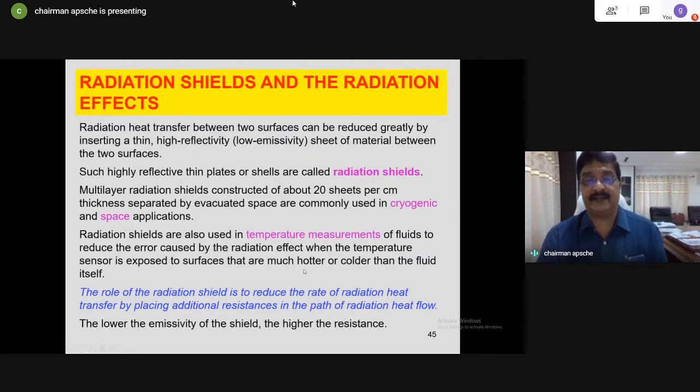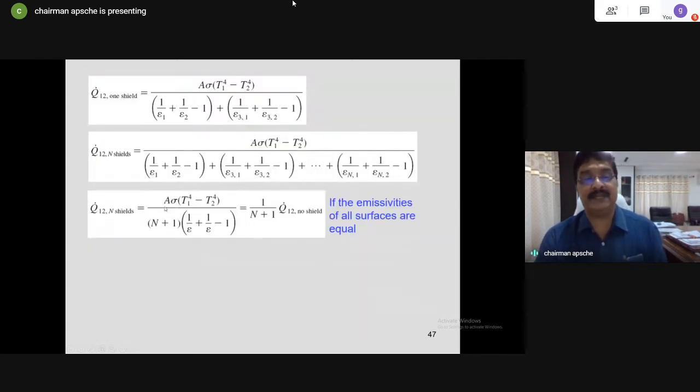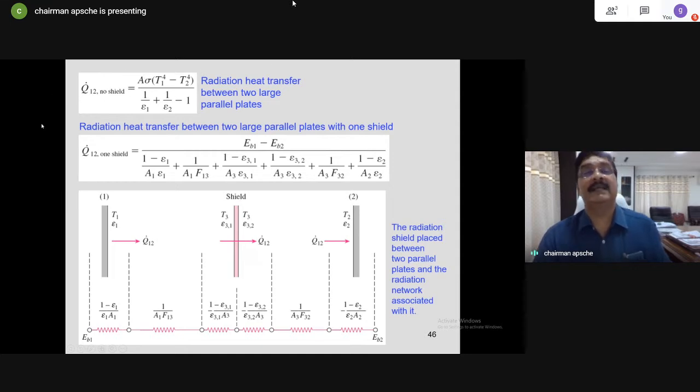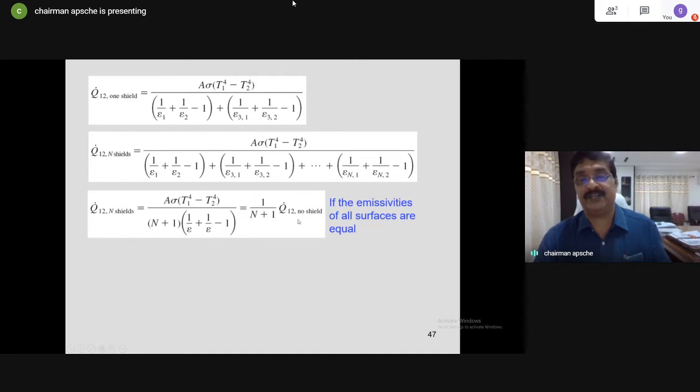If n number of shields are introduced, what happens to heat transfer? What was happening between 1 and 2 becomes 1/(n plus 1) times Q1-2. Q1-2 is without any shield; it is the net radiation heat exchange that was taking place. Now with the introduction of the shields, the net heat transfer becomes 1/(n plus 1) times Q1-2, where n is the number of shields. If you introduce one shield, n becomes 1, so 1/(1 plus 1), that is 1/2, times Q1-2.